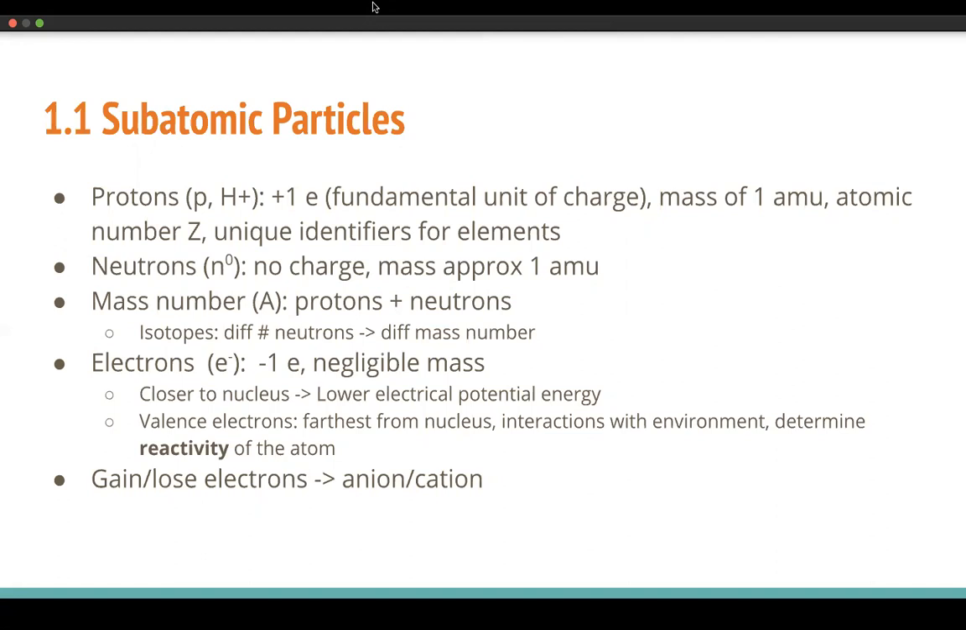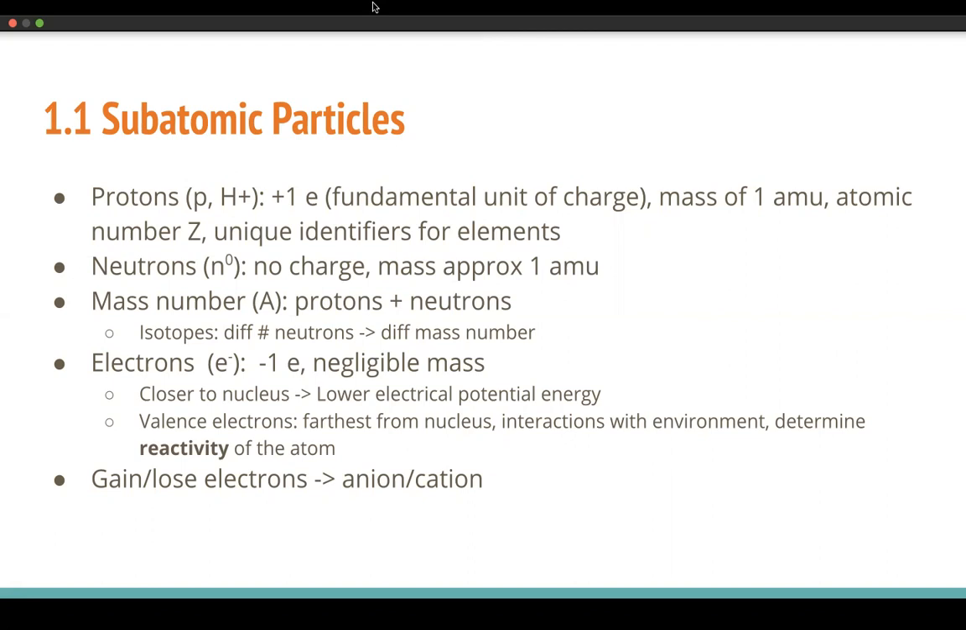Electrons, obviously, have a negative -1 charge. The mass is negligible, so it doesn't count for the mass number. It does have a mass, but it's so small that it doesn't really matter.